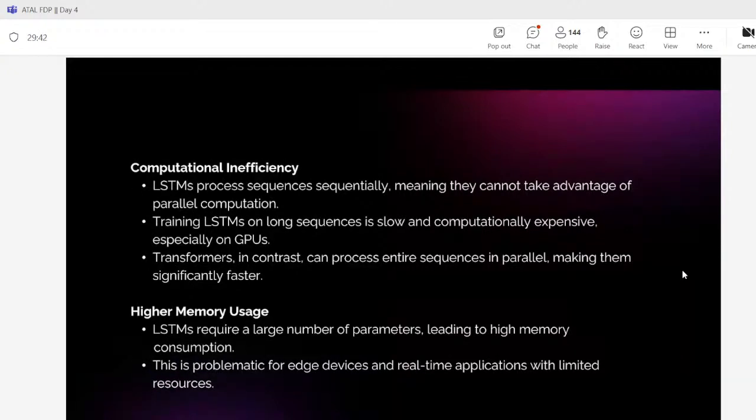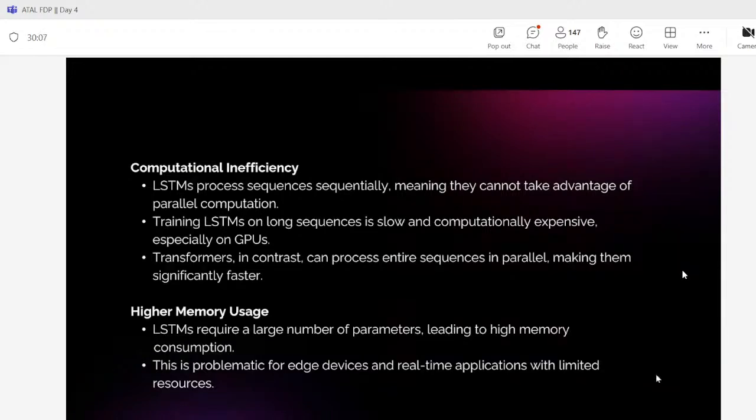Then when we come to computational efficiency, LSTMs process sequences sequentially, meaning they cannot take advantage of parallel computation. Okay, so all are dealing with the sequential only. And training LSTMs on long sequences is slow and computationally expensive, especially on GPUs. Transformers, in contrast, can process the entire sequence in parallel, making them significantly faster.